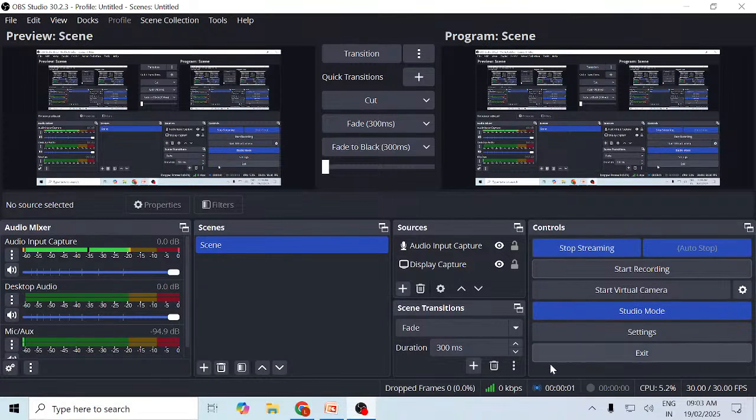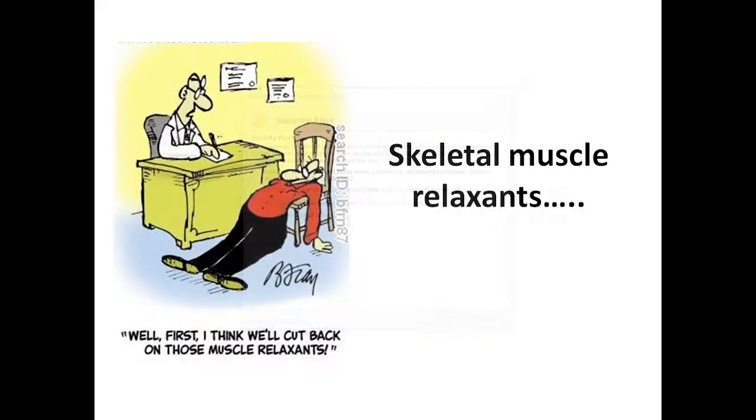What is a skeletal muscle relaxant and what is a neuromuscular blocker? Yes, Anshu? A neuromuscular blocker blocks only at the neuromuscular junction, whereas a skeletal muscle relaxant can act from the CNS also. Excellent. So that includes, and what are those drugs called which relax muscles by acting in the CNS?